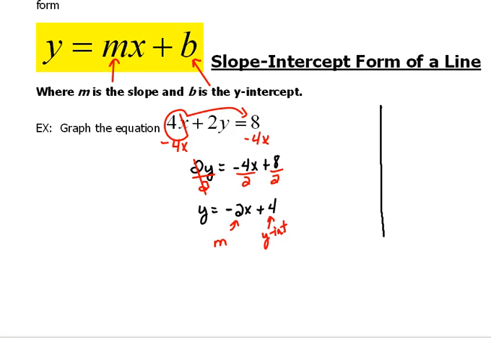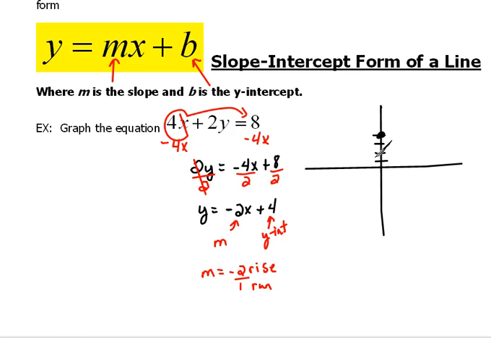So graphing it, let me draw out our x and y axis here. I'm going to start with a y-intercept of 4. 1, 2, 3, 4, which would be right there. And then I'm going to move the slope. Well, remember, if the slope is negative 2, we can always put it over 1 so we can see the rise and the run.